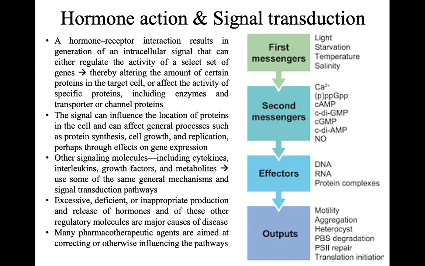The signal can influence the location of protein in the cell and can affect general processes, such as protein synthesis, the making of a new protein, okay? Cell growth, for the development of the cells. From one cell, you want it to grow, split into 2 cells, then become 4 cells, and then 16 cells, and then 32 cells, and then 64 cells exponentially, okay? So this is based on the hormones' action.